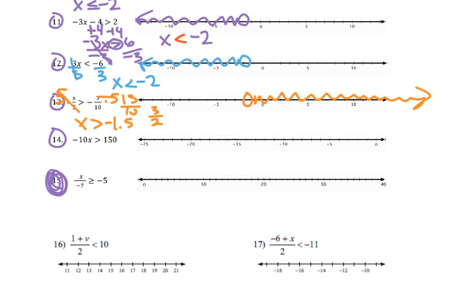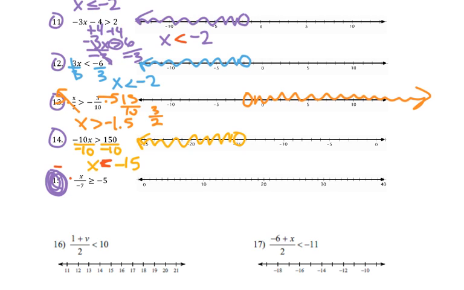14, divide by a negative 10 on both sides. I get x, but because I divided by a negative 10, change the inequality direction, and I get negative 15. So x is less than negative 15. Hollow circle at negative 15, x is less than.